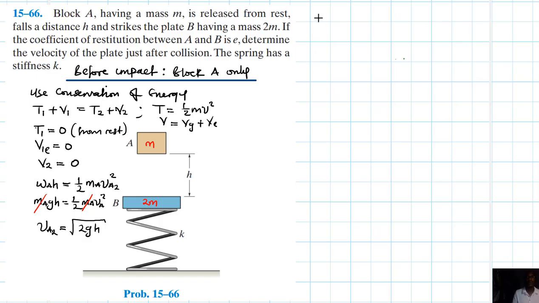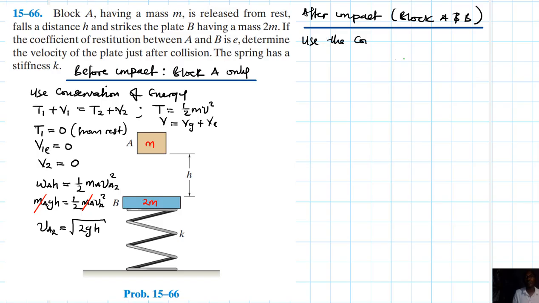Okay, so now let's say after impact. So here we are considering blocks A and B. This is after impact. We are going to consider both of them. So considering a system of particles, momentum is going to be conserved. Therefore, we can use the conservation of momentum.